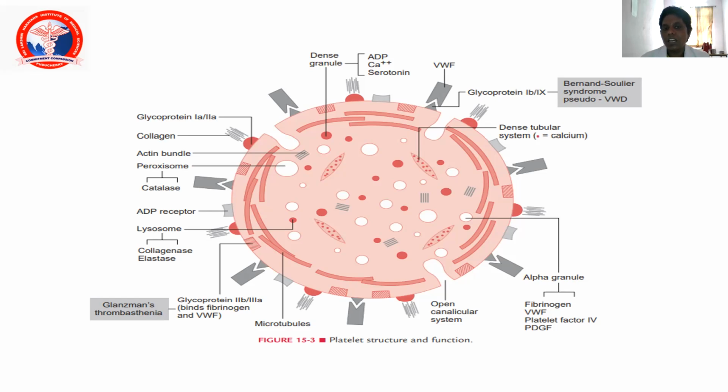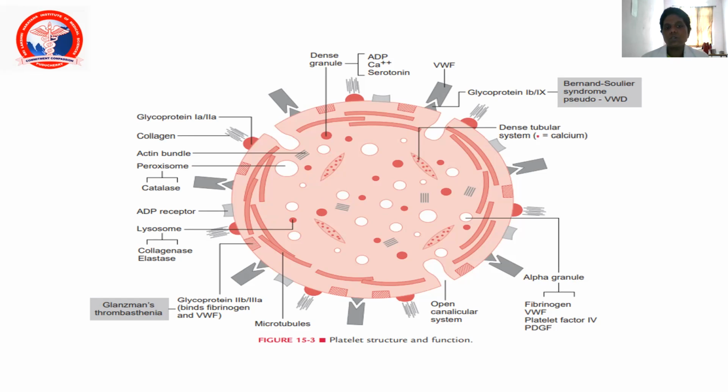And what is the third one? Serotonin. Serotonin helps in intense vasoconstriction, which is essential to stop or minimize the blood loss. And in addition to all these things, within the cytoplasm we have actin bundles and myosin bundles.